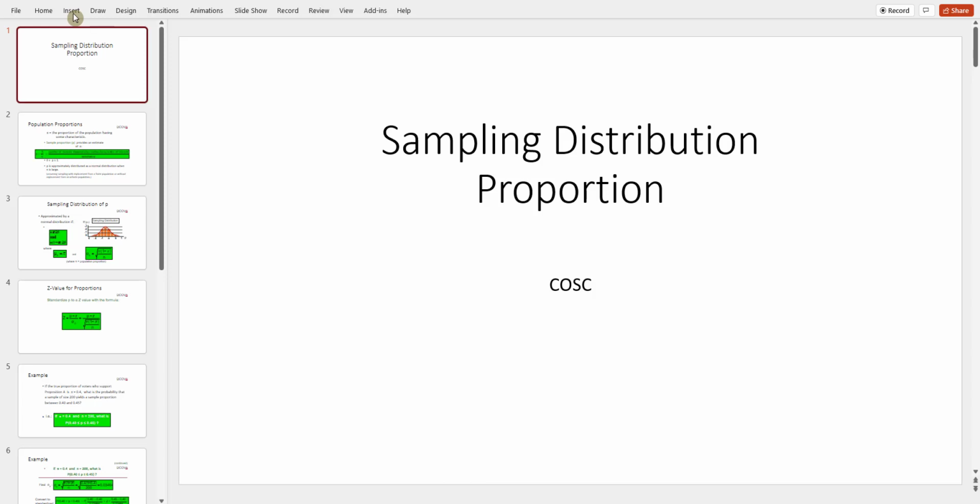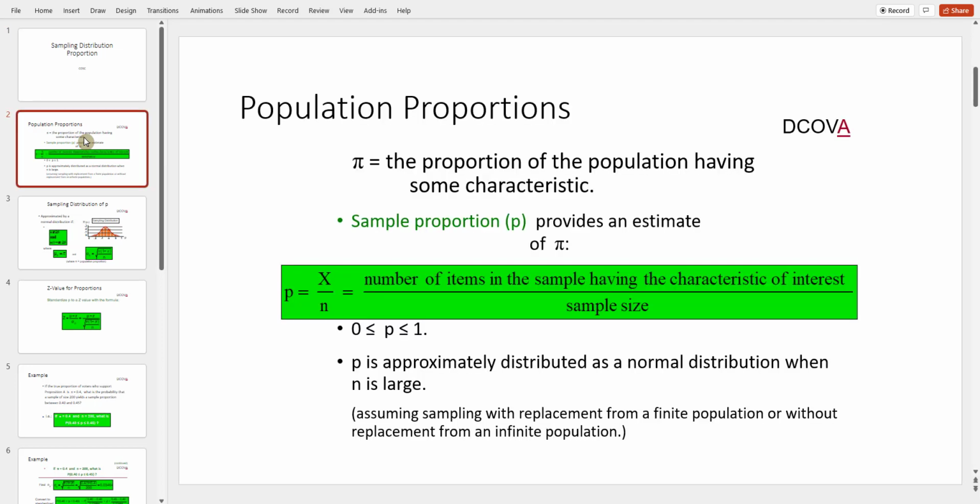In this video, I will talk about sampling distribution for proportion. Pi is equal to the proportion of the population having some characteristic. The sample proportion, denoted by the letter P, provides an estimate of pi. P is calculated as x over n. X is the number of items in the sample having the characteristic of interest. N is the sample size.